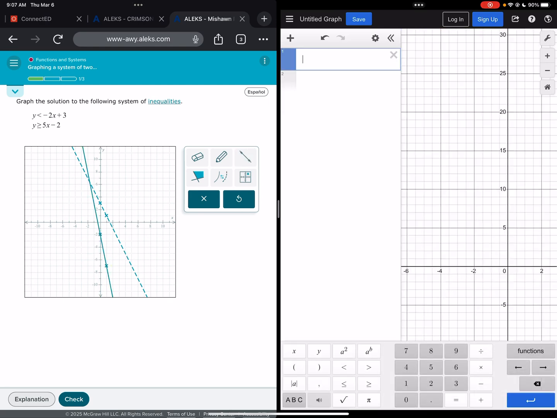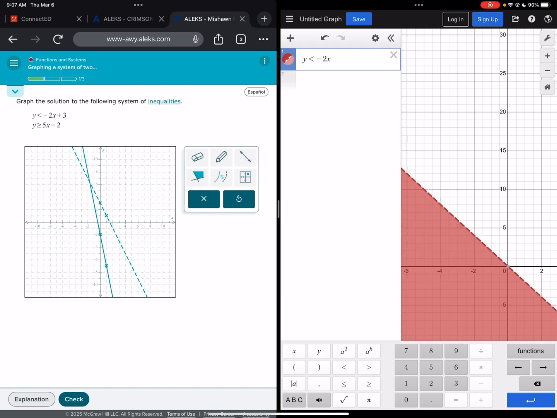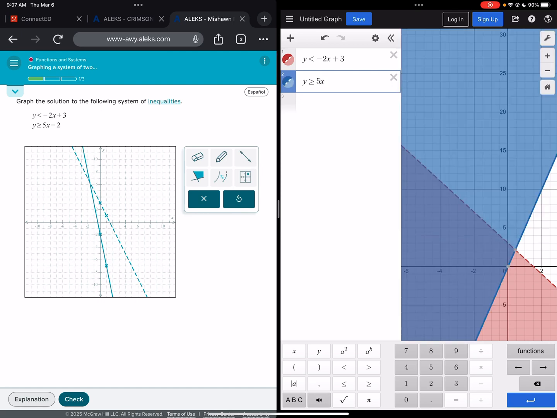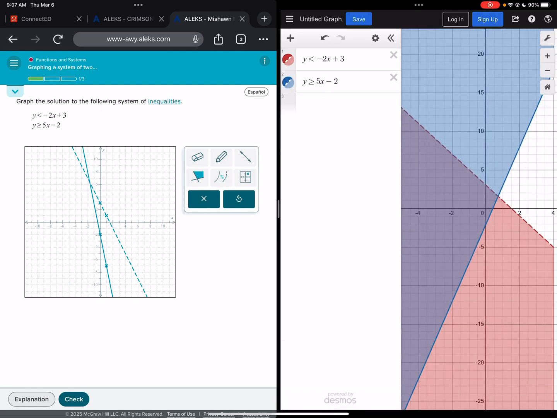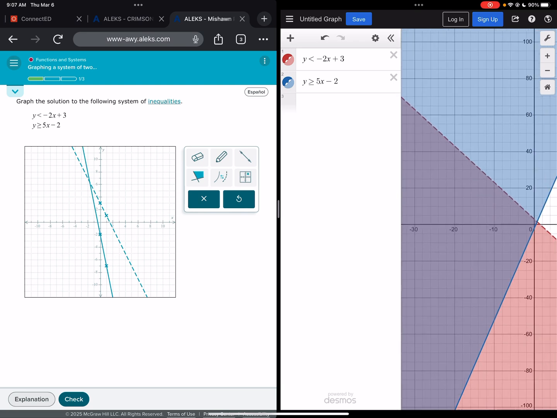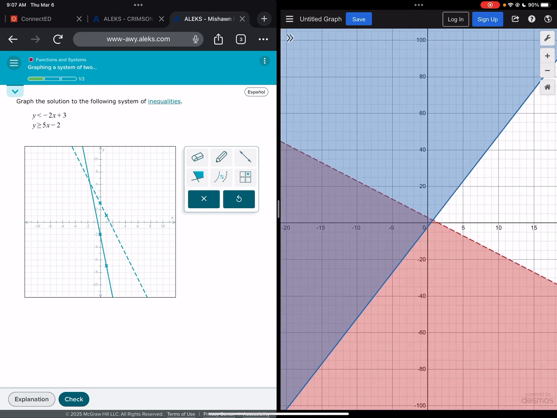Again, I'm going to then use Desmos to help me figure out which one's shaded. So I go y is less than -2x plus 3. Then on this guy, I go y is greater than or equal to 5x minus 2. Okay, so when I check that, I can see that where it's both red and blue is on that left-hand section right here. So that's the one I'm going to highlight, which we can go ahead and check.